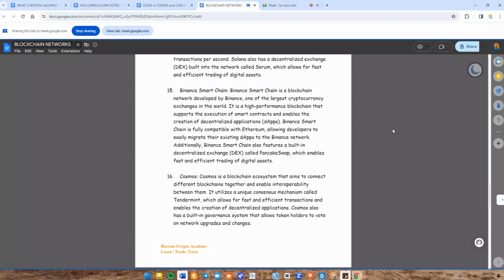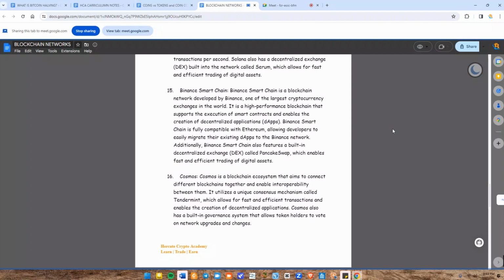Okay. So additionally, Binance Smart Chain also features a built-in decentralized exchange called PancakeSwap, which we are going to look at and interact with when you start using the decentralized exchanges, which enables fast and efficient trading of digital assets or digital coins, because most of them will actually be coins because they have not been built on their own blockchain network, but rather on the BSC network.